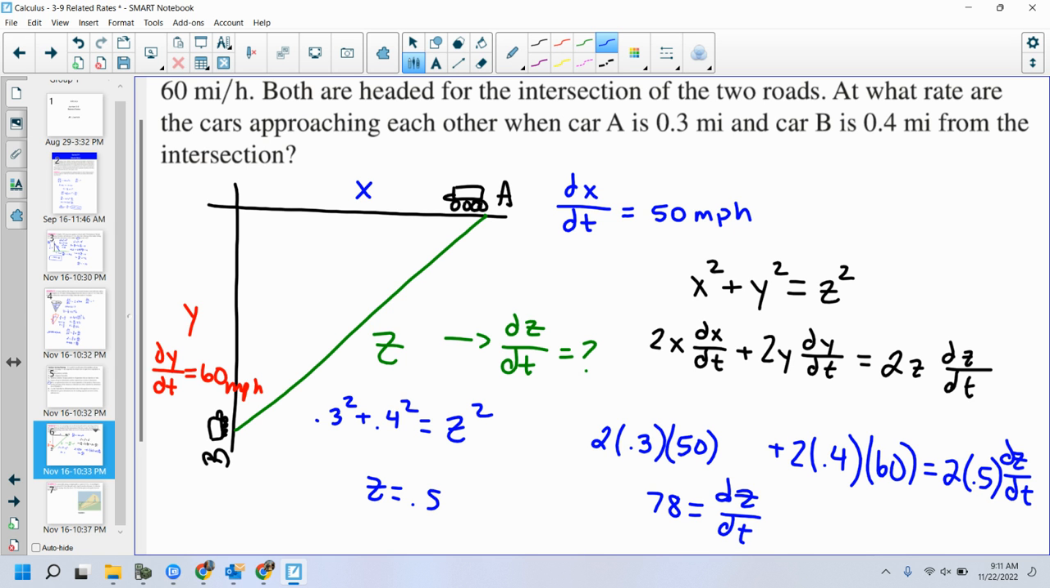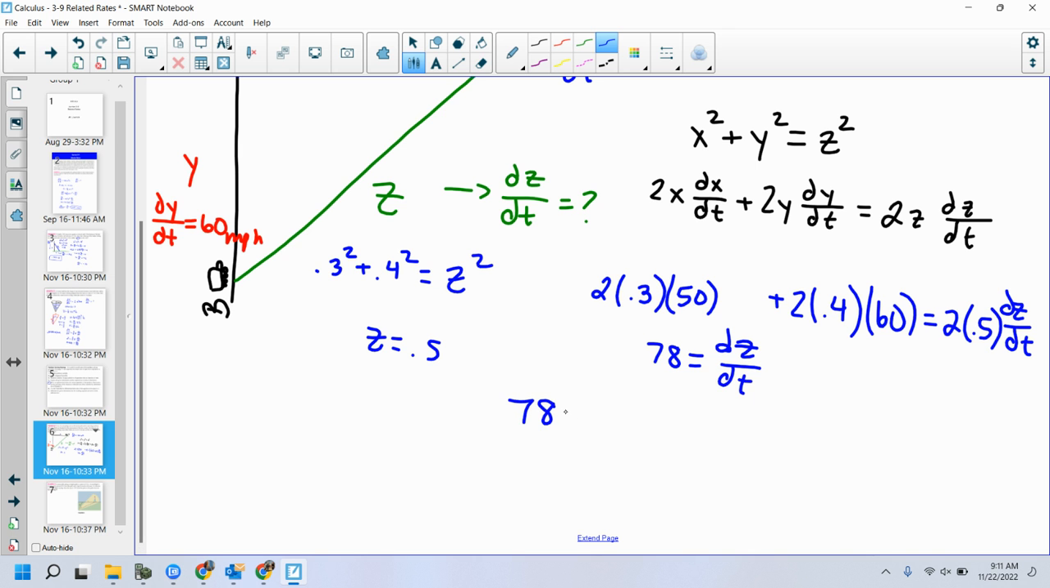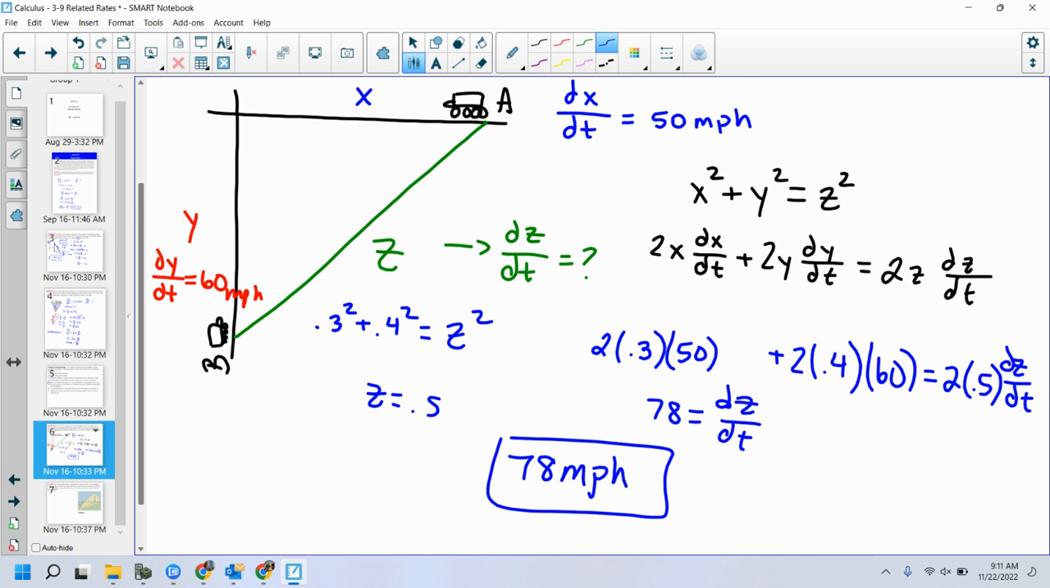Okay. How fast are these cars approaching one another? At a rate of 78 miles per hour. That's how fast these cars are approaching one another. Pretty cool, right? Those are kind of cool. Again, did we learn anything new? No. It's all just application. Okay, let me stop the video.